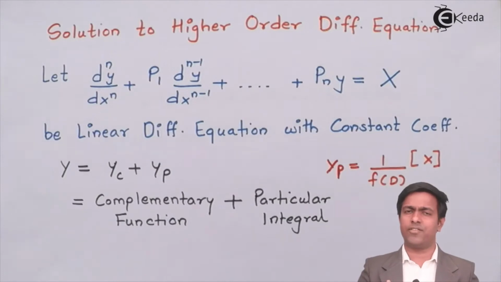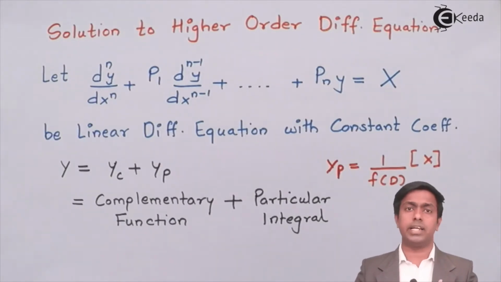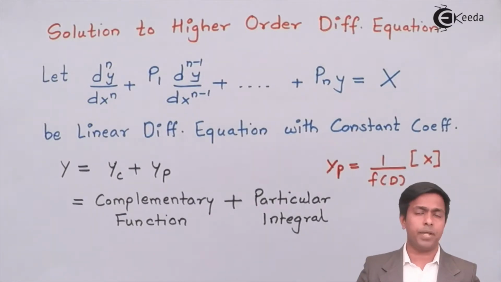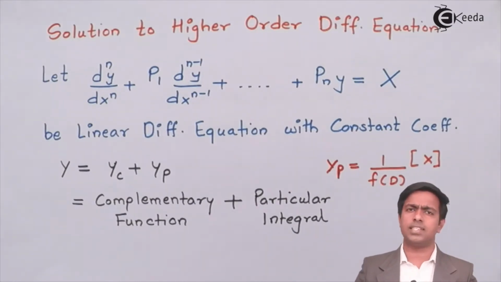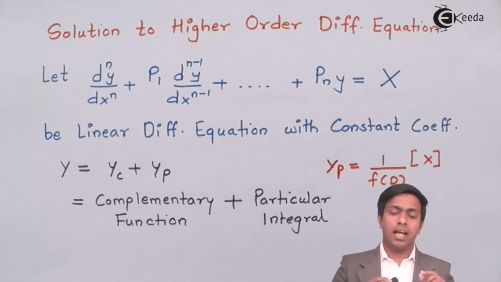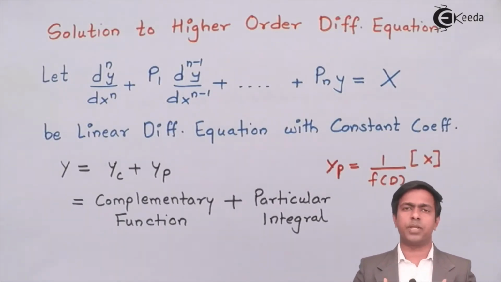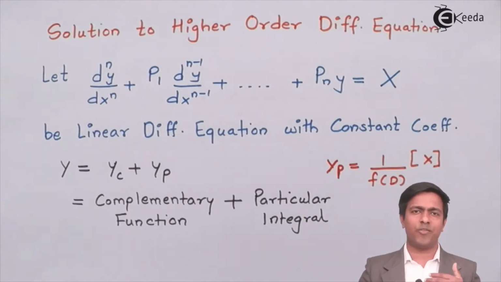So y is given as yc plus yp, complementary function plus particular integral. We know how to find out yp. Now let's move to the yc. The question is how to find out the yc, and for this I have steps with me. The steps to find out the yc always remain the same. So let's follow the steps to find out the yc.